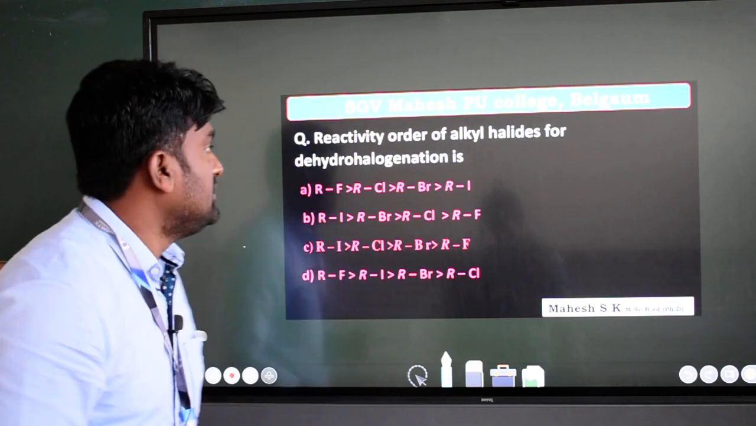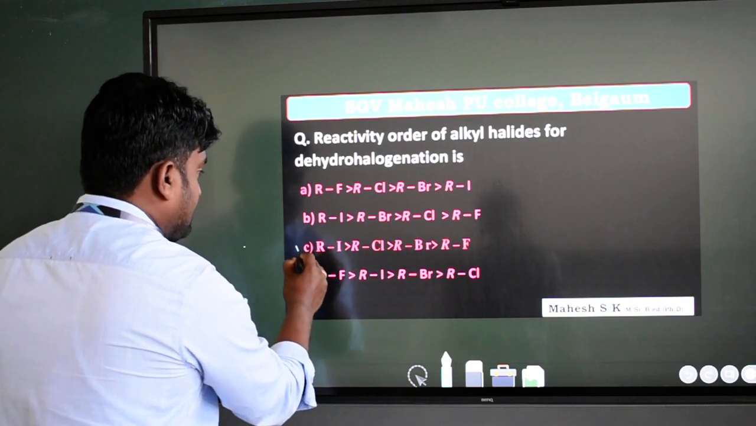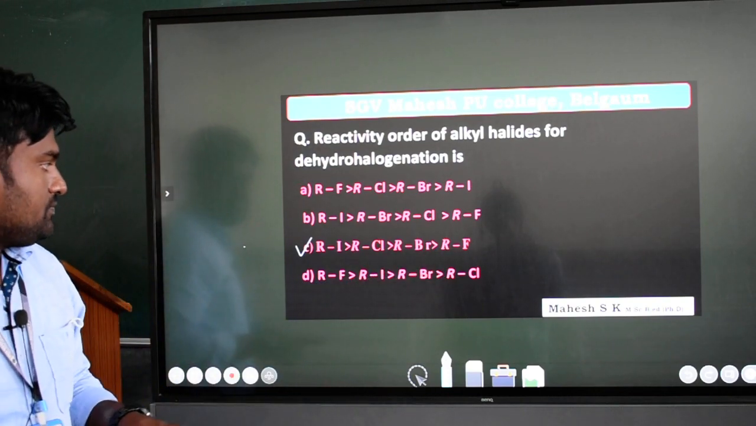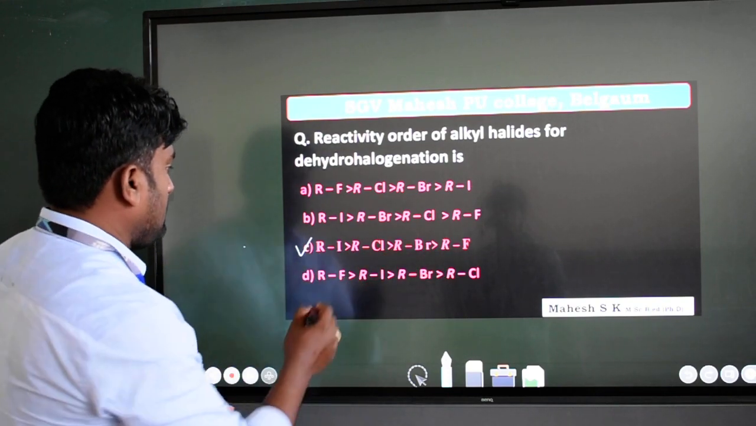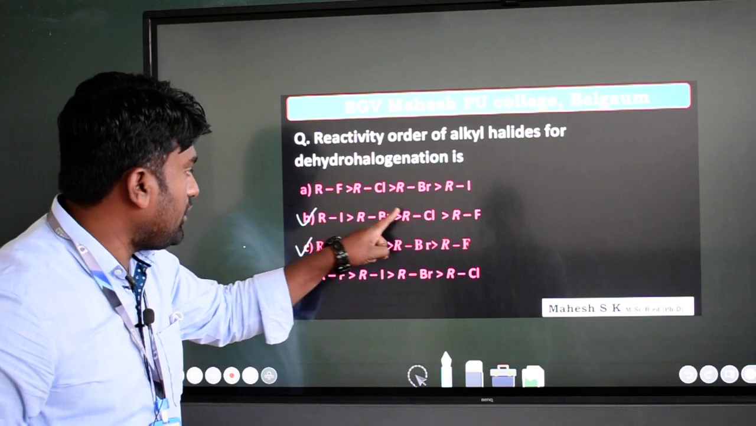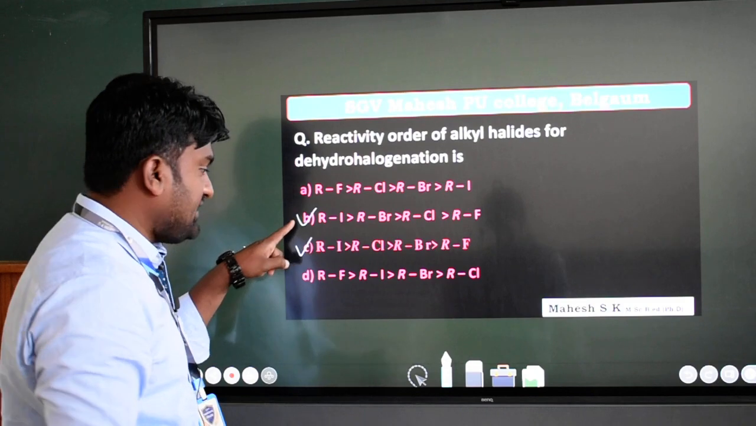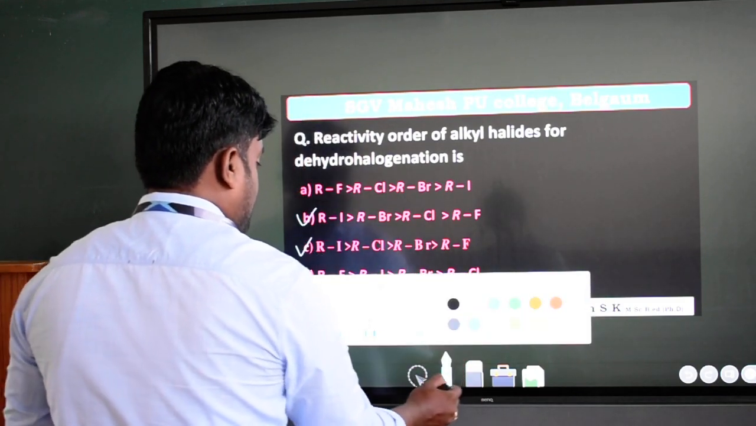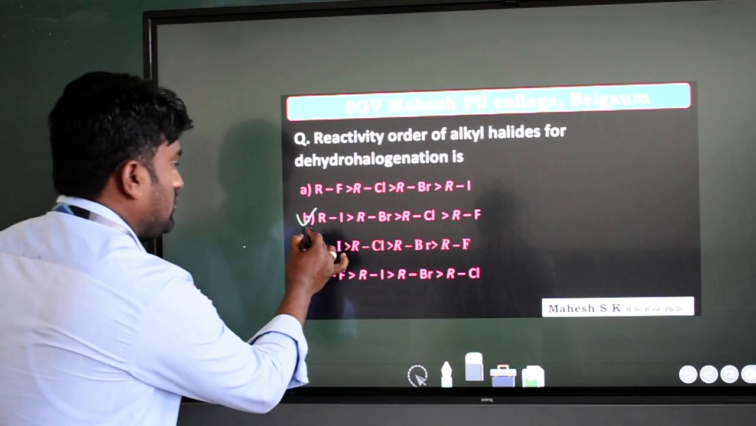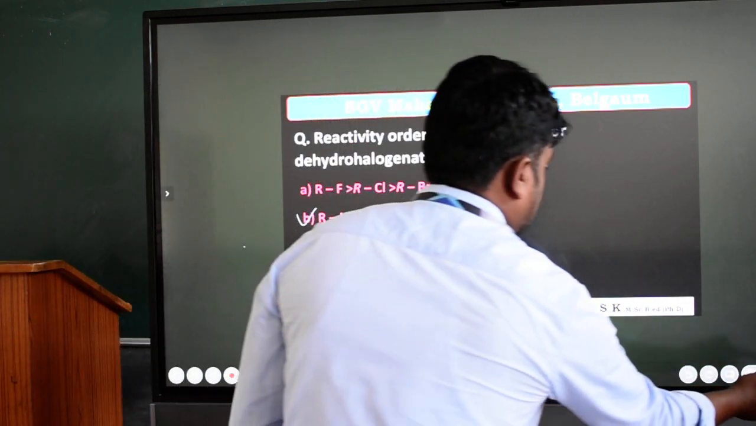So alkyl iodides have the highest reactivity. Then we can go for option C here. See, iodide, chloride, bromide, fluoride. Sorry, this one, option B, because down the group, reactivity goes on increasing: fluorine, chlorine, bromine, iodine. So option B is the correct answer, because down the group the reactivity goes on increasing. Then I will go with the next question.